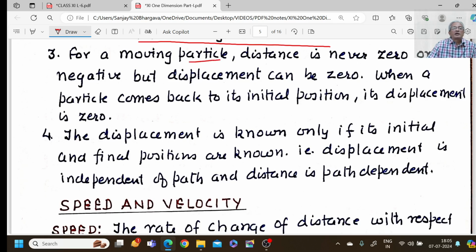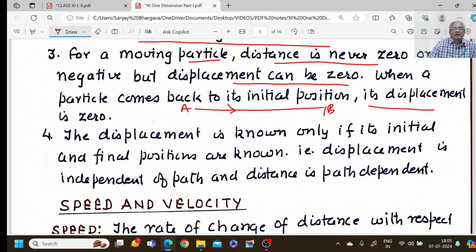For a moving particle, distance is never zero or negative, but displacement can be zero. When a particle comes back to its initial position, its displacement is zero. Like moving from point A to B, and then returning back from B to A makes the displacement 0. But the distance traveled is twice the distance between A and B.